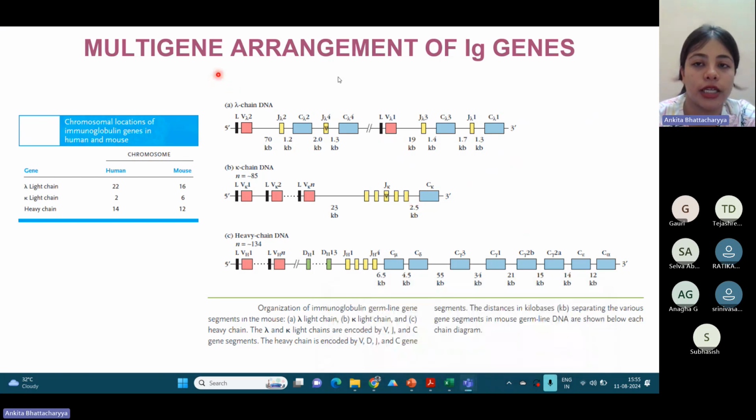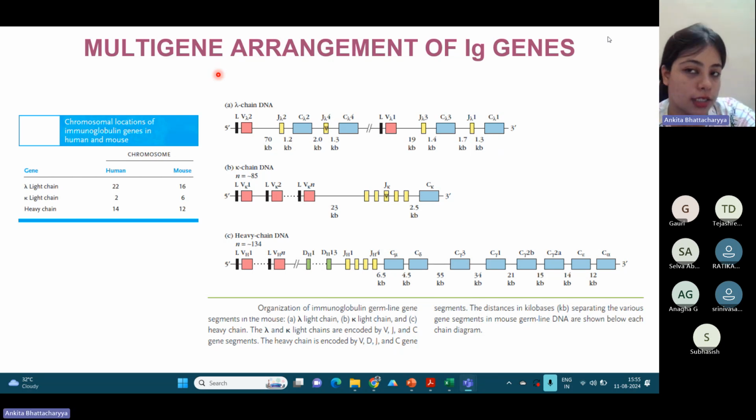The multi-gene arrangement of immunoglobulin genes has been represented. But before that, what you need to see is the number of segments, or the chromosomal locations, of immunoglobulin genes in humans and in mouse. So you see that in humans and in mouse, the location of the light chain and heavy chain is on different chromosomes. Somebody might ask why.